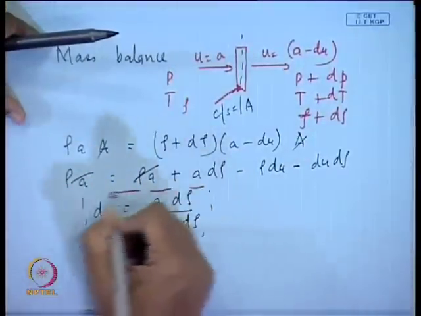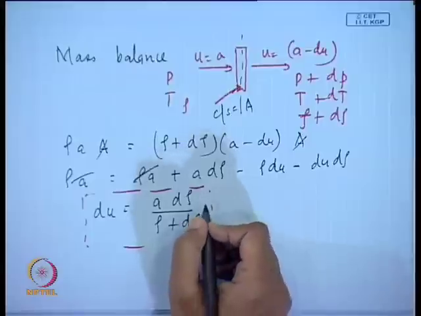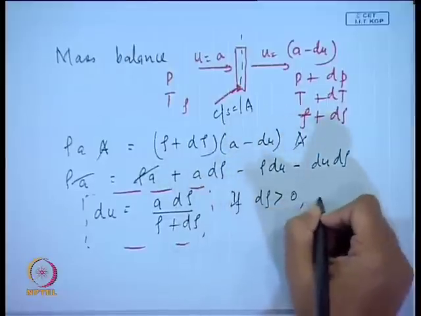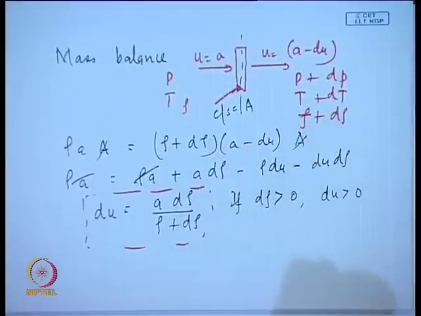Now, from this equation, there are two things that we understand. First thing is, if d rho is positive, if d rho is greater than 0, du is greater than 0, right?